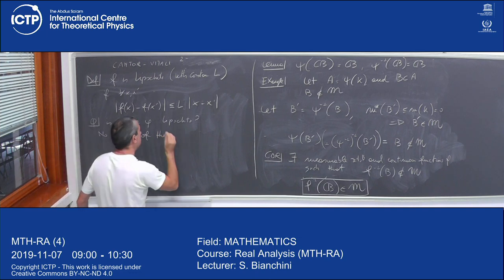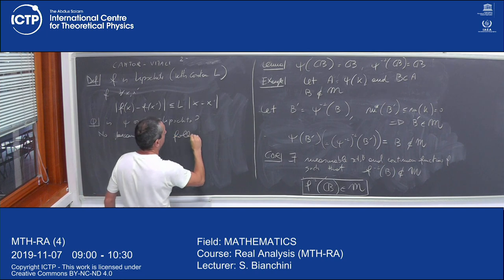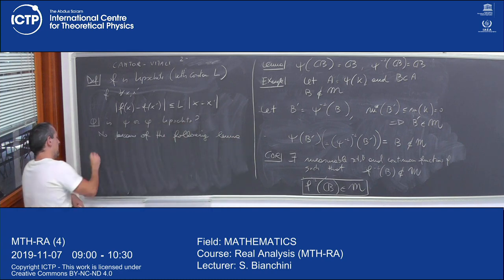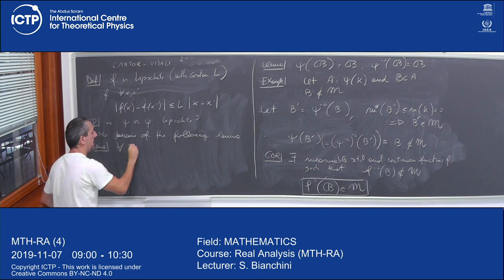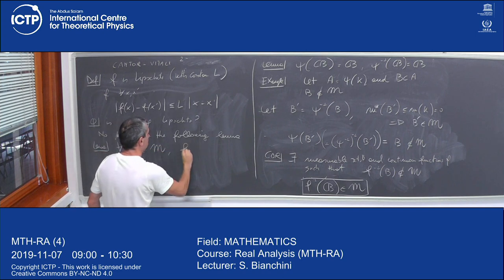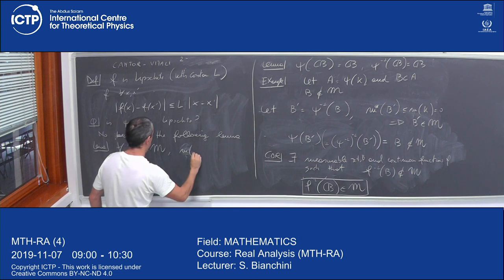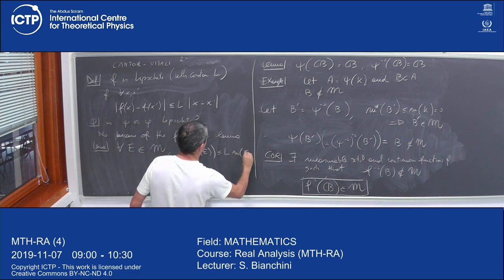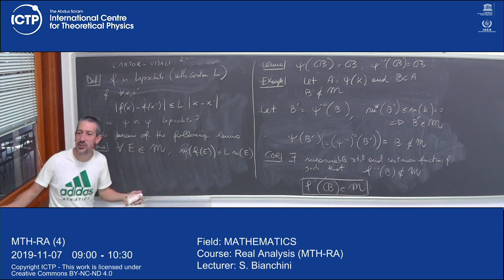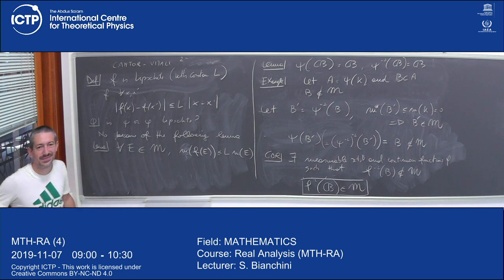Because of the following lemma. Let's take the general lemma. For all E Borel, but let's say even measurable, the measure of f of E is less or equal than L times the measure of E. And the lemma clearly, I already said that this one is measurable and the measure is important. So we suppose that E is measurable.